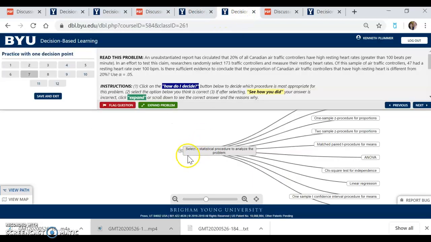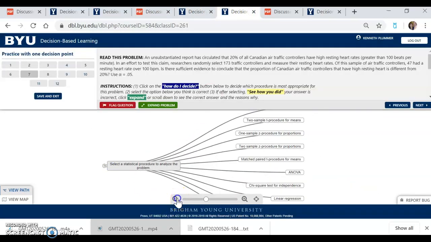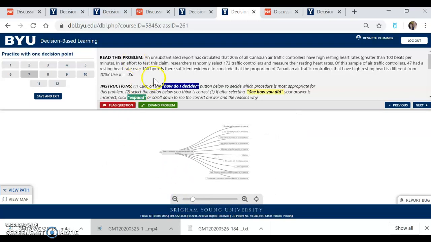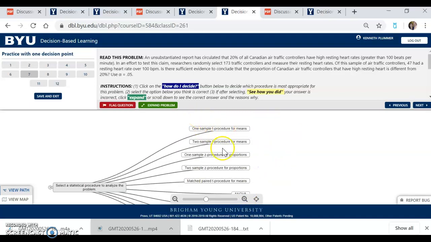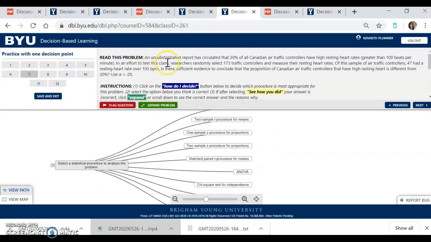And so the students' experience with DBL, they'll read the problem, they'll click on the how do I decide, which will be here, and then they'll take each problem through. So this one, I would read, say, an unsubstantiated report is circulated that 20% of all Canadian air traffic controllers have high resting heart rates, greater than 100 beats per minute. In an effort to test this claim, researchers randomly select 173 traffic controllers, measure their resting heart rates.